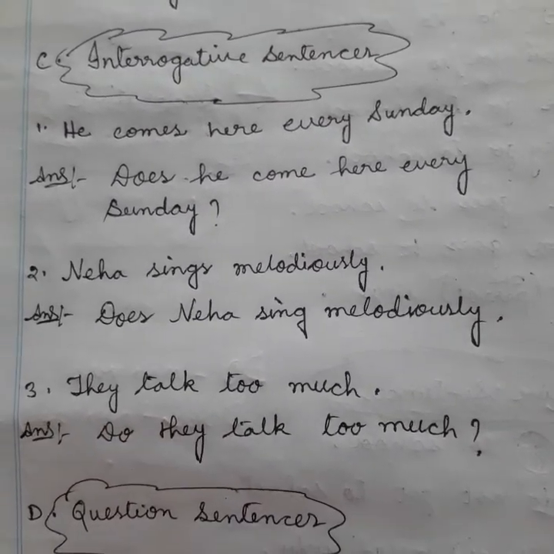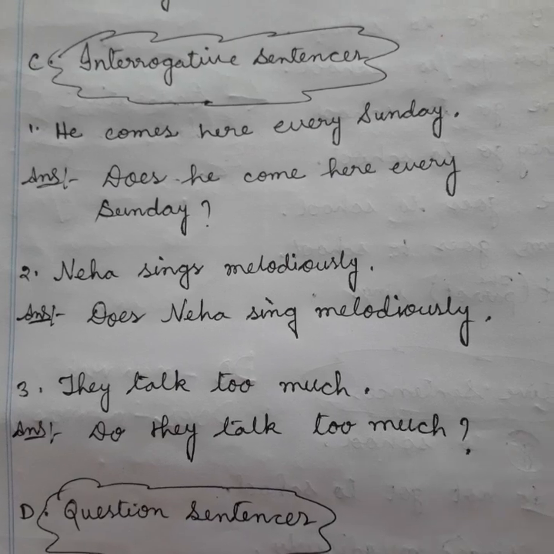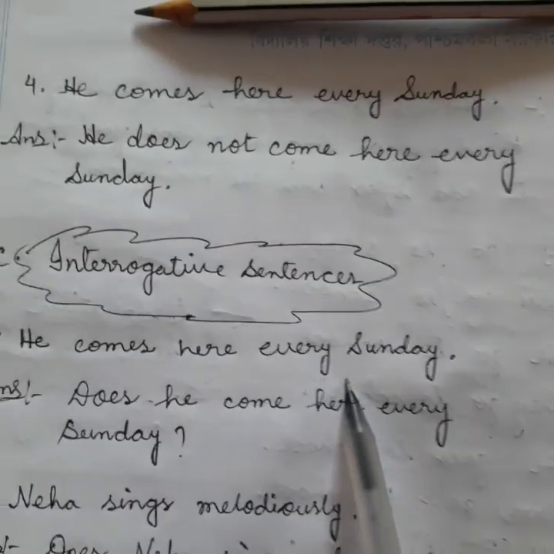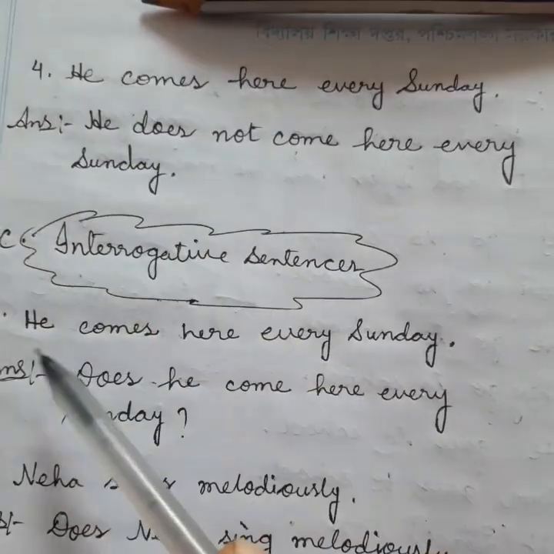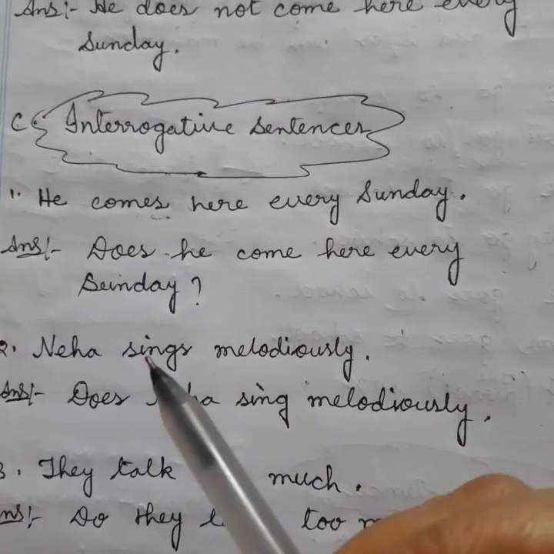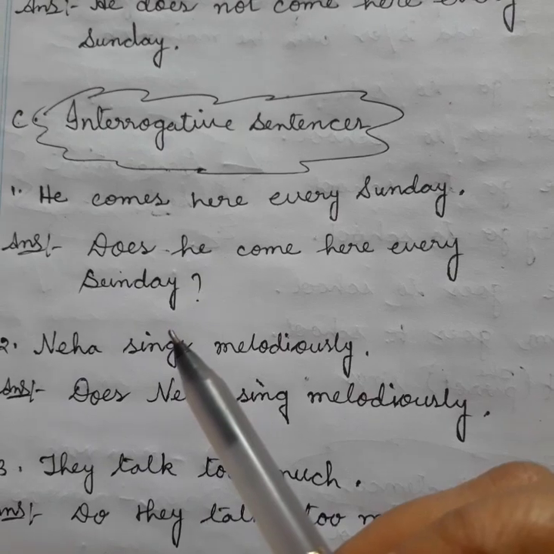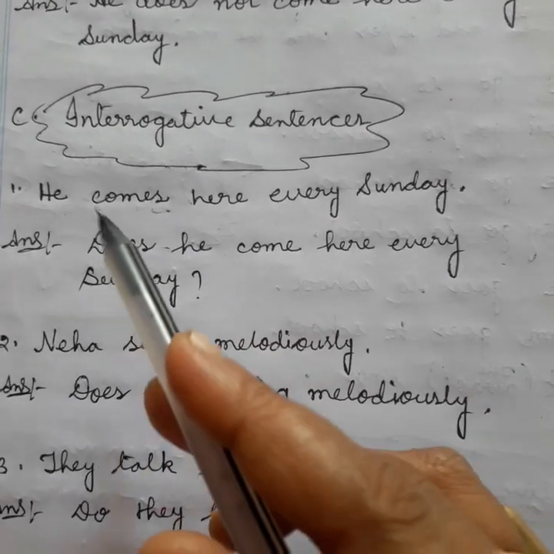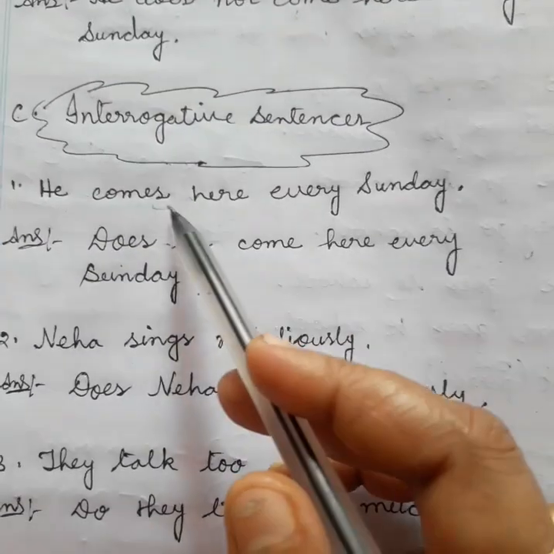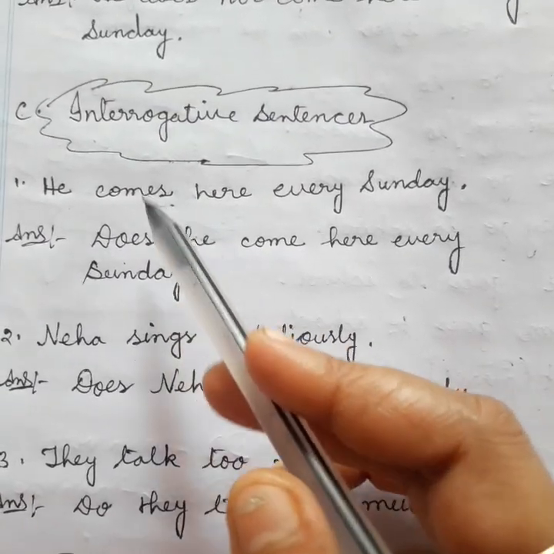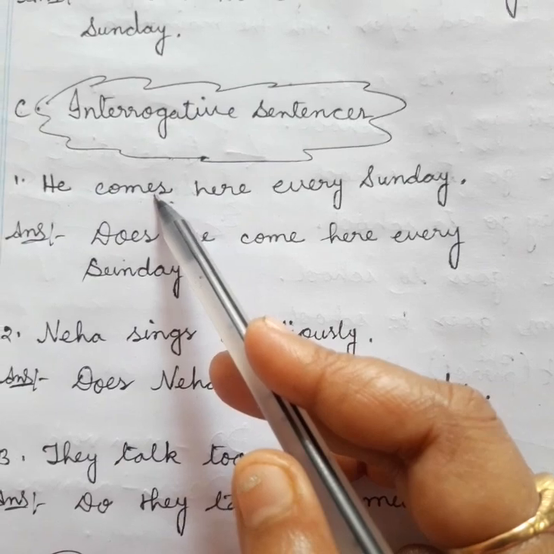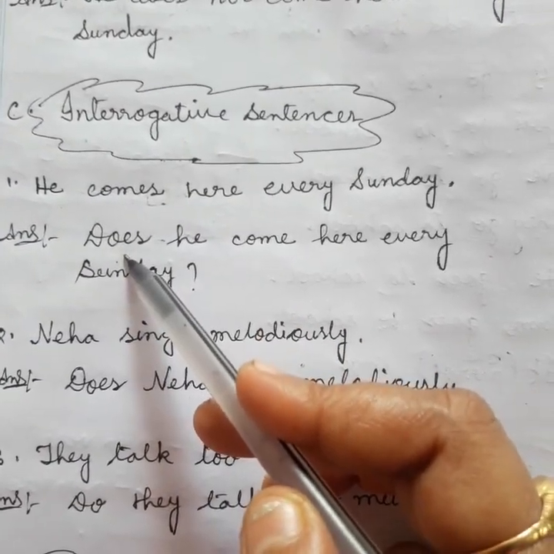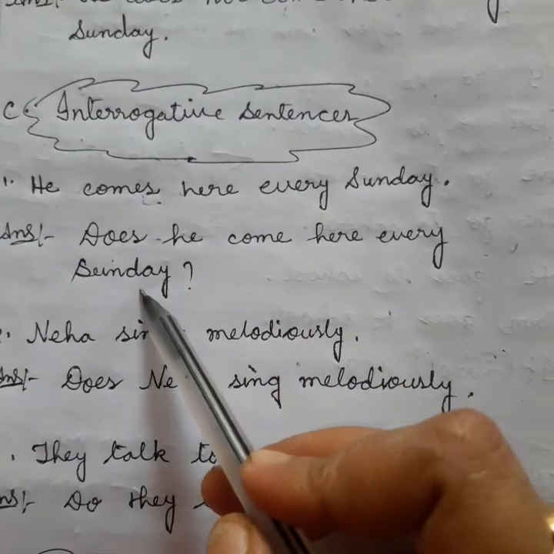Now number C, interrogative sentences. Now he comes here every Sunday. This sentence only I have repeated over here. So this is an interrogative sentence. We are not supposed to add any not here. Okay. He comes here every Sunday. So here with the verb s is there. So simply s is there, so you have to take does. Okay. So does I have written. Does he come here every Sunday?